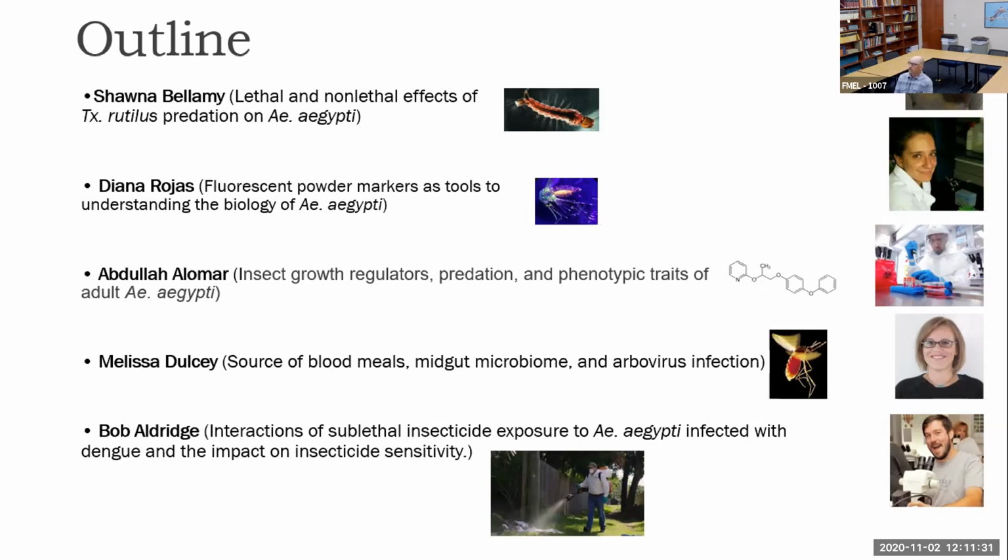Melissa has been doing work on a project that's been funded through UF, looking at the vertebrate source of blood meals and how that may alter the midgut microbiome and arbovirus infection. She's doing a series of very interesting experiments. Bob Aldridge recently came down and finished a very large experiment looking at the interactions of sublethal insecticide exposure to Aedes aegypti and the subsequent influence on infection with dengue virus.